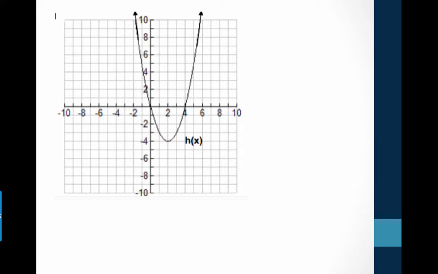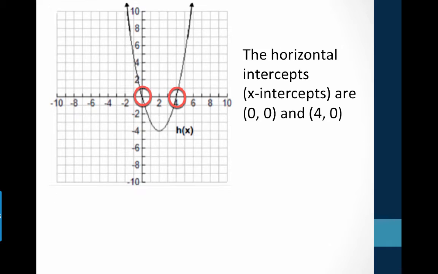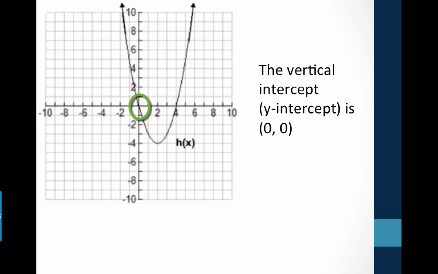So let's look at this parabola. We can see that it crosses the x-axis twice, at 0, 0, the origin, and also at 4, 0. Those would be the x-intercepts, also called the horizontal intercepts. Now the vertical intercept is also a horizontal intercept, and it's at the origin, 0, 0.